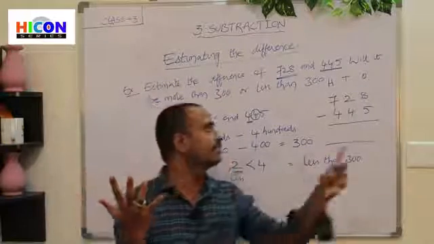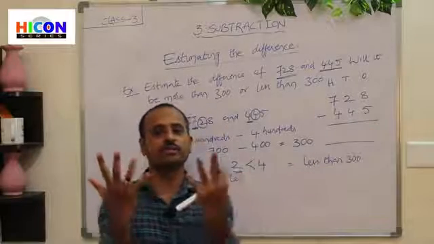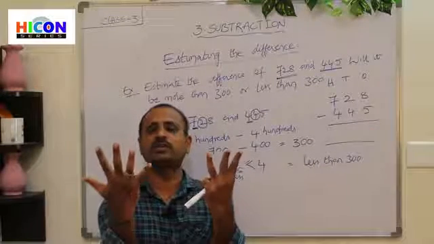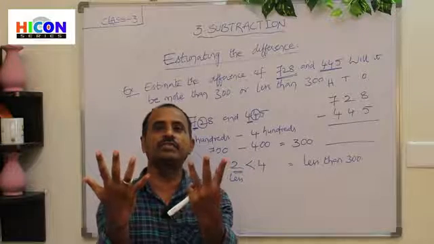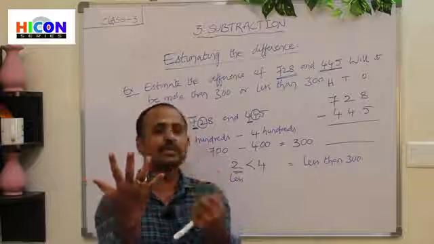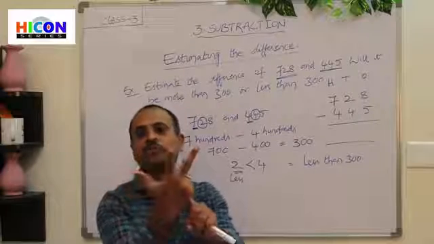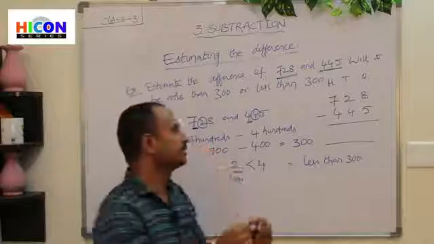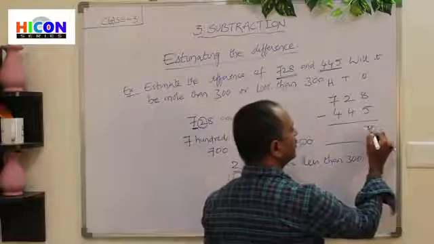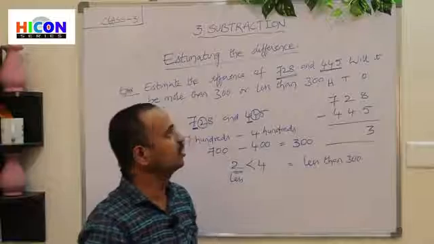What is the second number in ones place? 5. So close 5 fingers among these 8 fingers. 1, 2, 3, 4, 5. So children, how many fingers are remaining? There are remaining 1, 2, 3. So there are 3 fingers remaining. So write 3 here. Next, go to tens place.